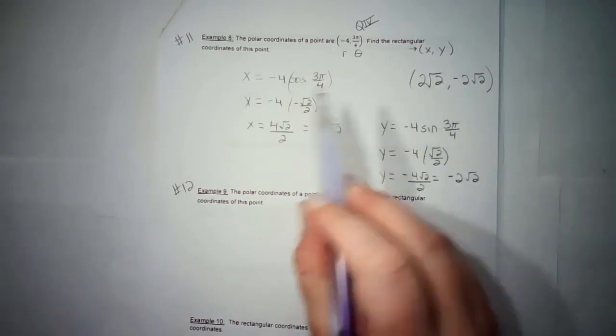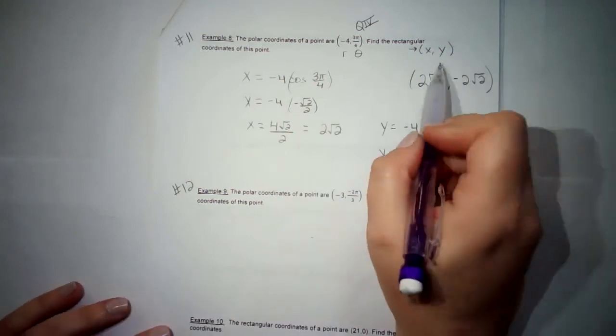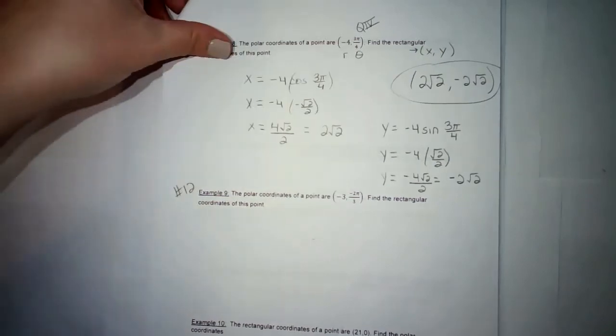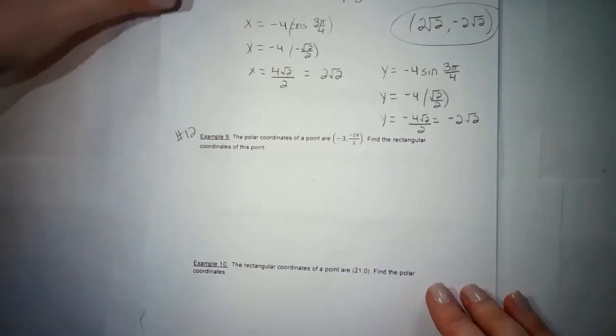Before I circle them, would this point be in quadrant 4? Yeah, I think it would, because let's think about it. Okay, I'm going to do it this way. I have a positive x and a negative y. Sure, that's quadrant 4. Looks good to me. Good enough. Okay. All right, let's look at number 9.